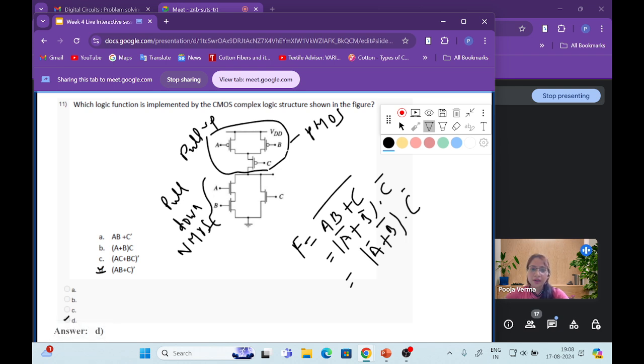So you can calculate from anywhere. If you further solve it, you will also get AB plus C bar only, from either the pull-up network or the pull-down network. So AB plus C bar is the answer. This is the basic structure of CMOS. On the upper side is the P-type MOS structure, called the pull-up network, and the lower one is connected to NMOS transistors, called the pull-down network.